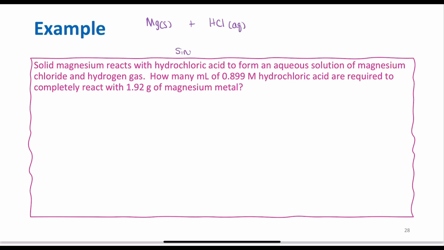This is a single displacement where the metal replaces the metal, and the cation replaces the cation. So I'm going to form magnesium chloride and H2 gas. Balance this out. I need to know the number of mL of HCl. I'm starting with that 1.92 grams of magnesium.